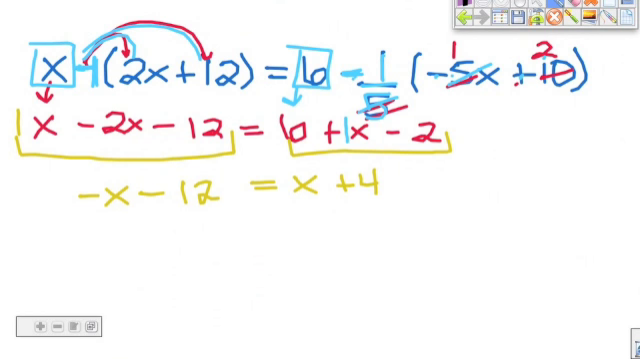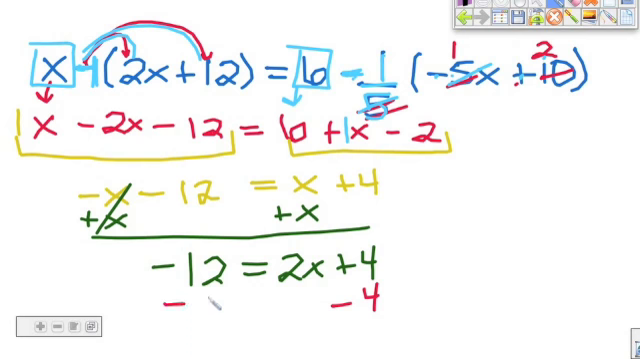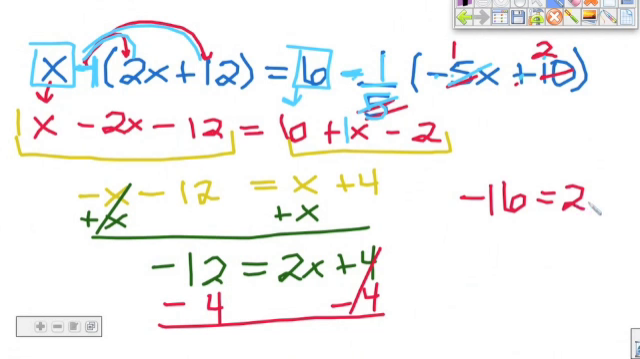Now, let's go ahead and combine across the equal sign. I'm going to go ahead and add x, getting rid of that negative variable. These cancel and I get -12 equals x plus x gives me 2x plus 4. Okay, let's get rid of those constants. What's the inverse of a positive 4? A -4. And what you do to one side, you got to do to the other. These 4's cancel. These are both negative, so we're going to add and keep the sign. So 12 plus 4 is going to give me a -16 equals 2x.